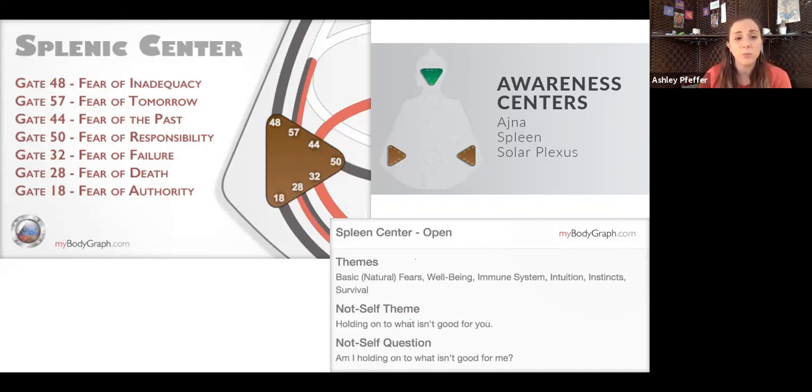This is also about surrender, this splenic center. So you're learning surrender in here, because you need to also understand, are you holding on to things that aren't yours or that are not good for you? Because sometimes, especially people who have open splenic centers, plugging in a relationship, sometimes you'll stay in crummy relationships just because you don't know how to let that go, right? Yeah, anyways.